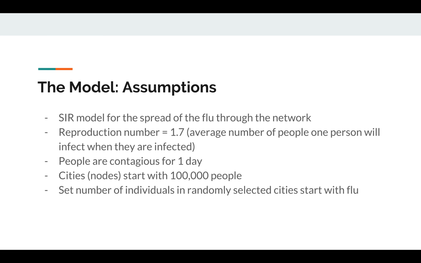And we also use a simplifying assumption that each of our nodes starts with 100,000 people. We also randomly select cities to start with the flu, and when they start with the flu, they start with a predetermined number of people who are infected with the flu.